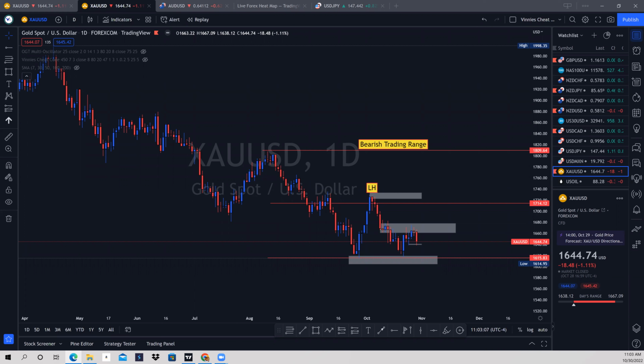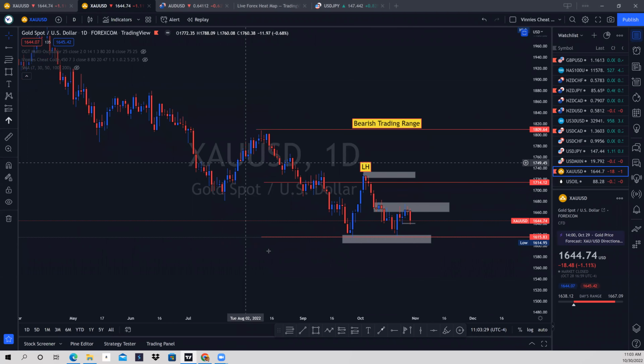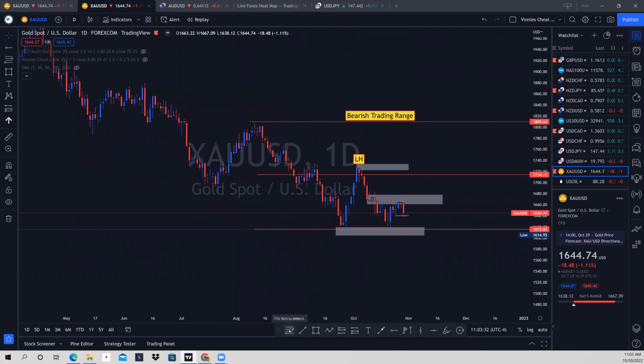As you guys can see on the screen, I have these red lines here. These red lines stand for a bearish trading range. We have our swing low, which is here, and we also have our swing high. Whenever I go to any pair, I make sure I mark up my swing low and my swing high. The next thing that I do, guys, is grab a Fibonacci tool.